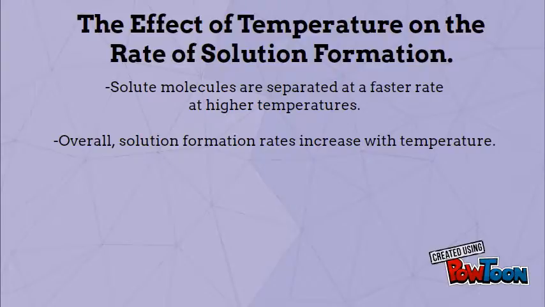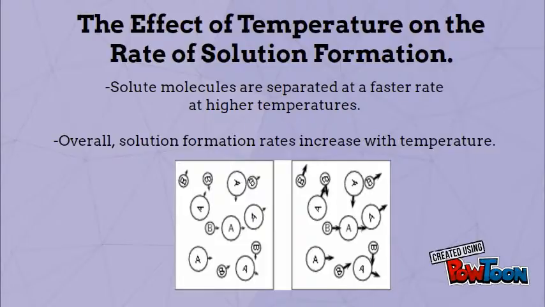In the diagram, it shows the lower temperature solution having less movement, causing fewer collisions, while the higher temperature shows the opposite, with the solution forming more quickly.